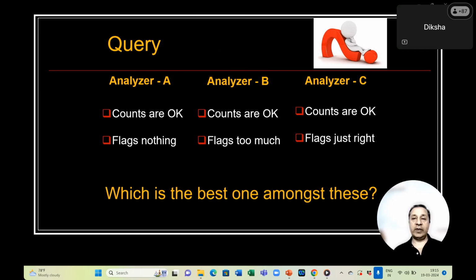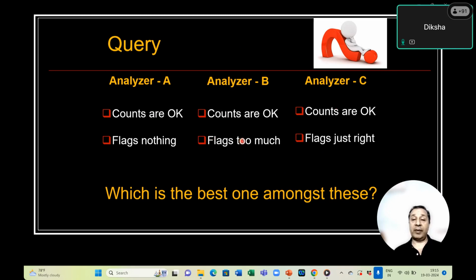Interestingly, I often get asked, we have three different choices of analyzers, which analyzer should I opt for? For example, in this query which I was asked, I have an analyzer A in which counts are okay, but it flags nothing. There's an analyzer B in which again counts are okay, but flags too much. And analyzer C in which counts are again okay, but flags just right. Which amongst these would be the best to be used? I'm sure most of us would obviously opt for analyzer C.